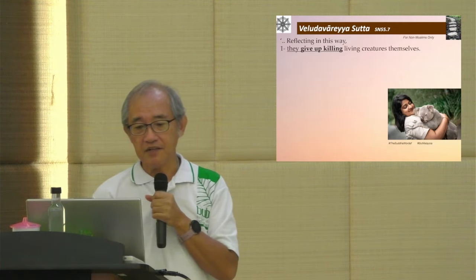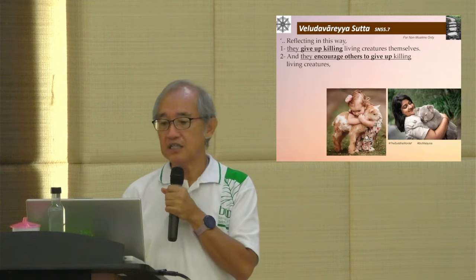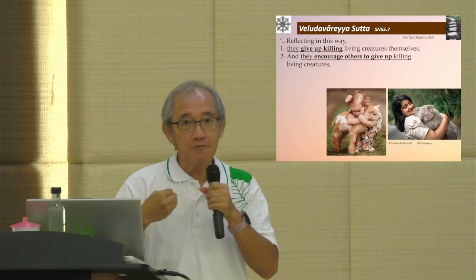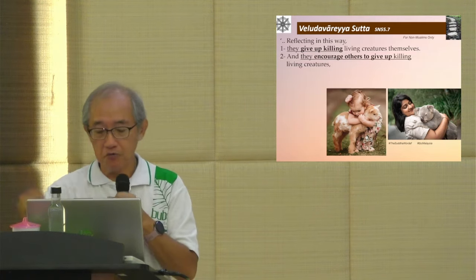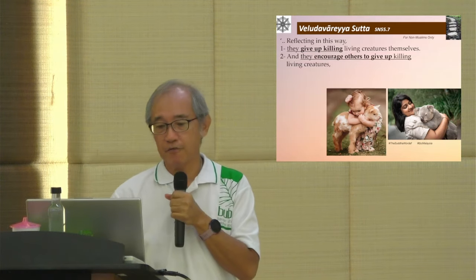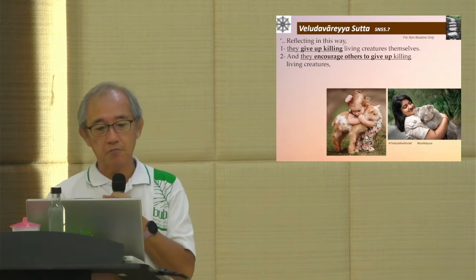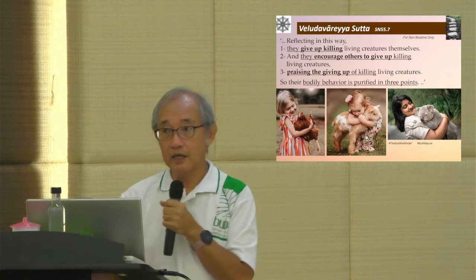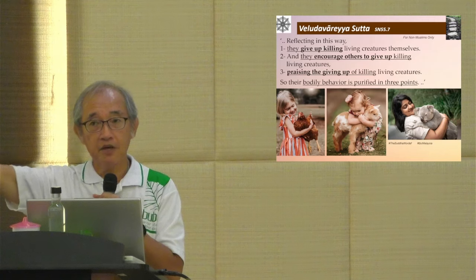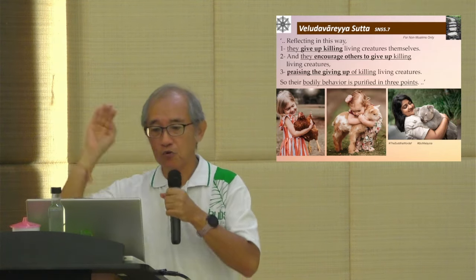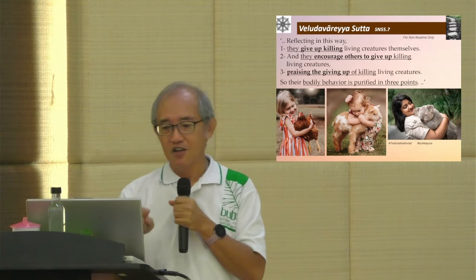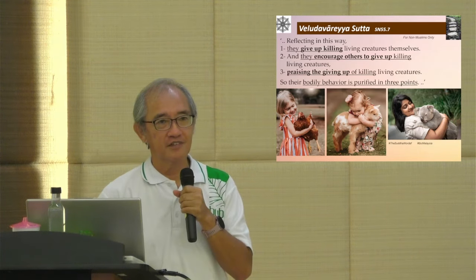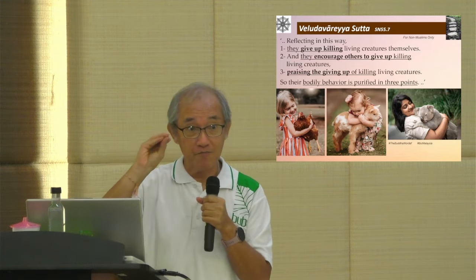But there is another one. They encourage others to give up killing living creatures. So not only do you practice, but you also spread the word. Encourage people to practice the abstention from killing. And third, praising the giving up of killing living creatures. So when you try to persuade other people, and they also practice, you also praise them. So 3 things. So their bodily behavior is purified in 3 points. So this is the way to practice the 5 precepts in total.